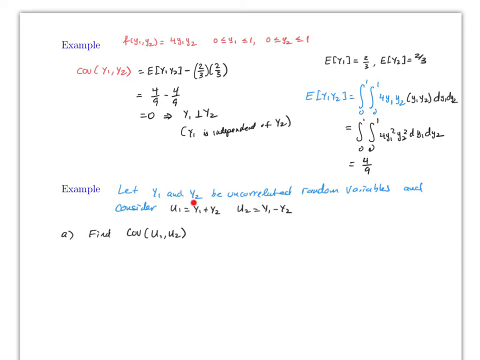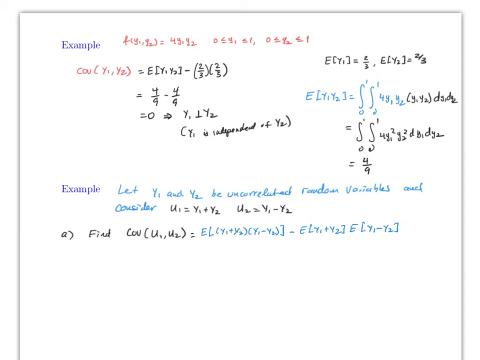All right, let's try another example. So let's say that y1 and y2 are uncorrelated random variables, and define u1 to be y1 plus y2 and u2 to be y1 minus y2. So what will be the covariance between u1 and u2? So by the original definition, this should be the expected value of y1 plus y2 times y1 minus y2 minus the expected value of y1 plus y2 times the expected value of y1 minus y2.